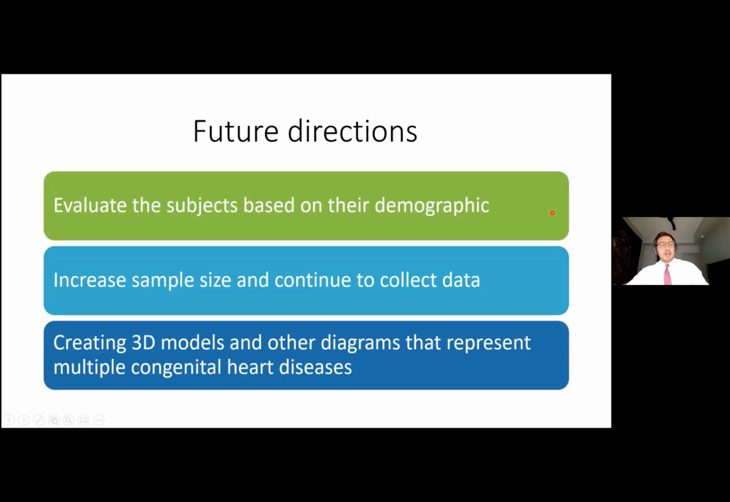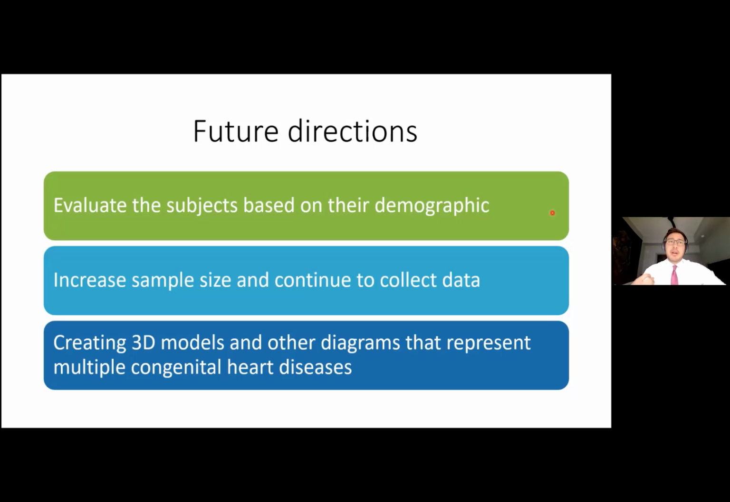Some future directions that we would like to take for the study are to evaluate the subjects based on their demographic. Because of our smaller sample size, it was hard for us to evaluate and really compare their demographic as a whole. So we would look at their demographic involving race and ethnicity, possibly their income, their location, and also their educational level. And then also increasing the sample size and continuing to collect data. And then finally, to create 3D models and other diagrams that represent multiple congenital heart diseases.